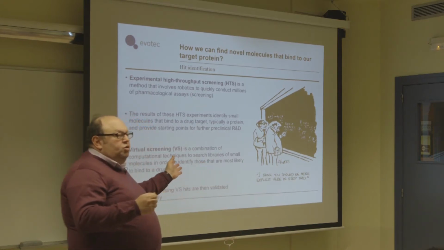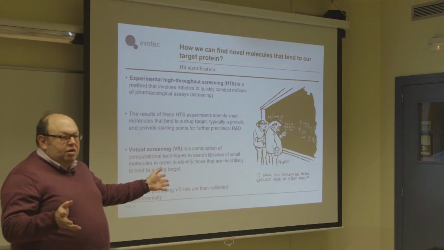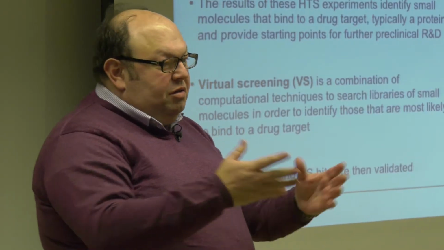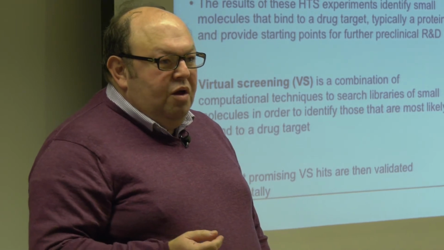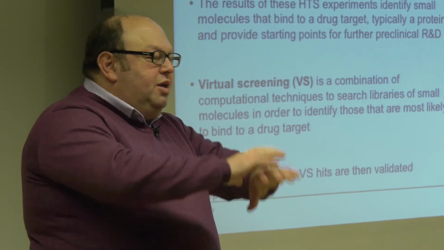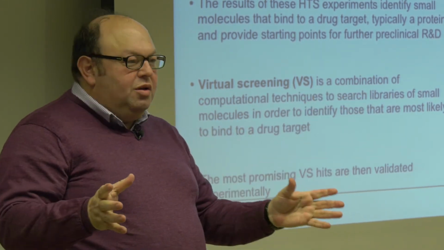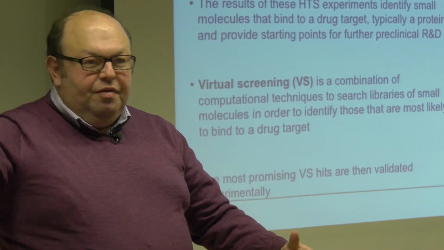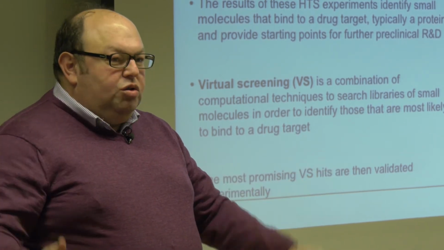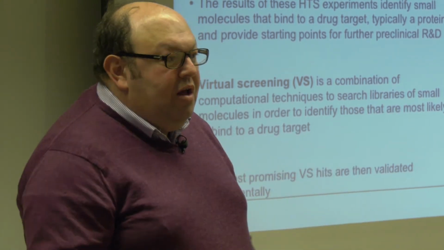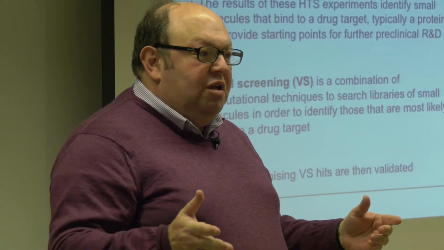So there are two ways to do that. Experimentally, take a robot that will do it one by one until, if you're lucky, you'll find some. Or you can do it virtually. Virtually, you build this lock in the computer, you have structures of molecules, and you try one by one to fit these molecules inside. In the end, you come out with a short list.